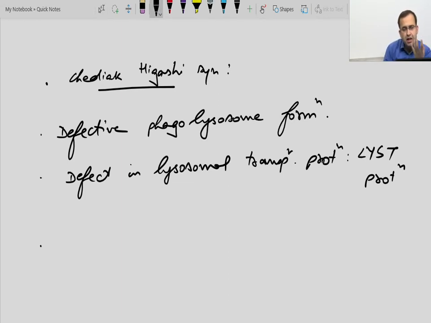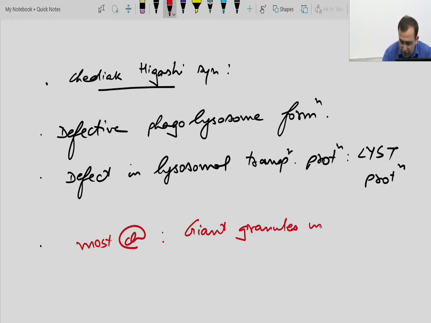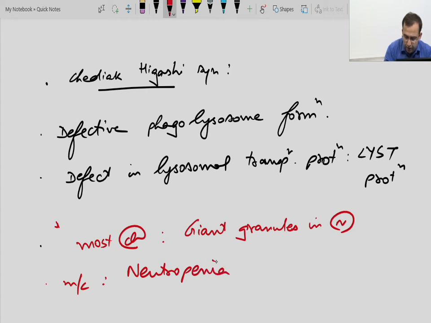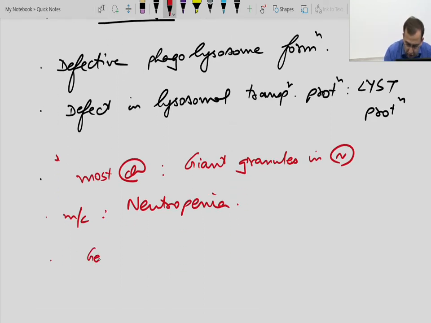As a result, phagocytosis is occurring, but it is not binding to the lysosome. So the most characteristic feature of the disease is the presence of giant granules in neutrophils. Extremely important, please put a star on this. Whereas the most common feature is neutropenia. Please note, it is not neutrophilia. Neutrophils are not increasing, they are reducing. Next point, the gene involved in Chediak-Higashi syndrome is CHS1 present on chromosome 1.